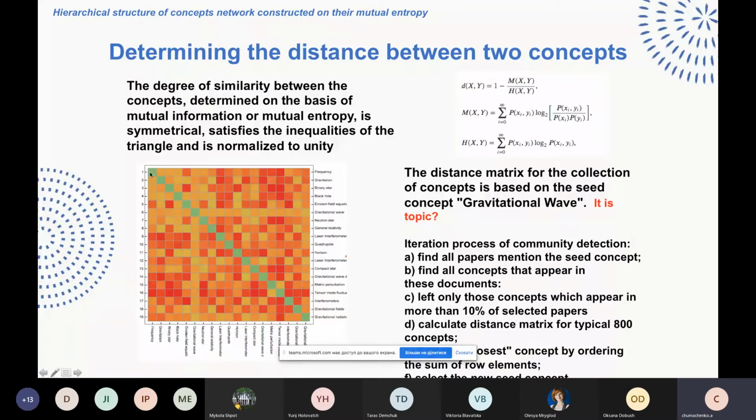What we did, we summed all the matrix elements in a row and scored all these concepts according to this number, and the smallest number corresponds to the concept which is most connected to the whole group. We took this concept as the seed concept for the next iteration step and worked with it. After that, going to this dense area of concepts, we select a closely related group of concepts, which could be a good start for topic detection.